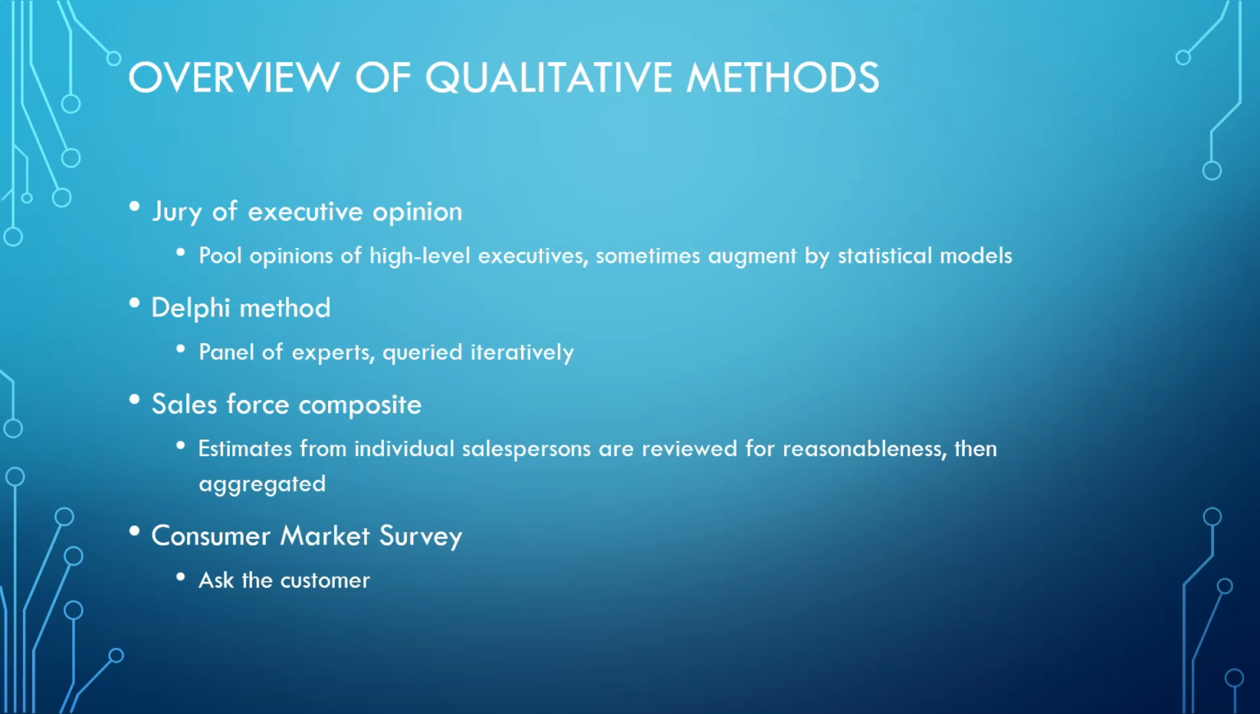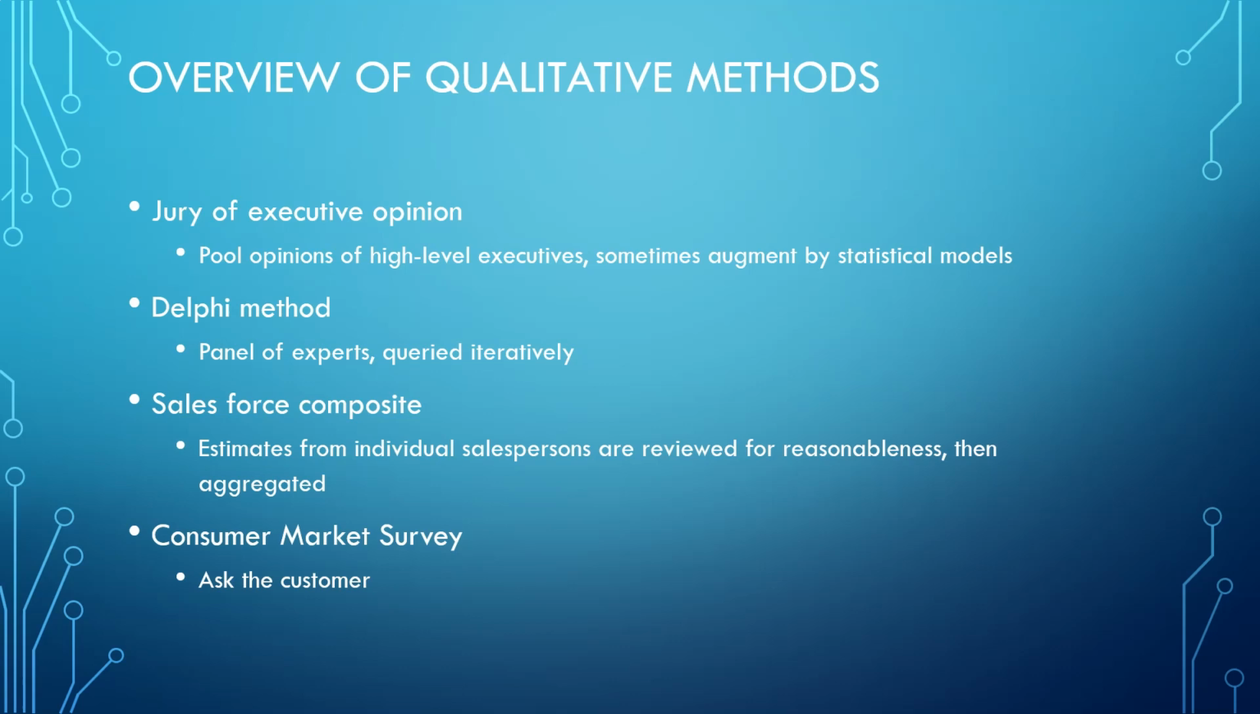This slide shows some of the methods used in the qualitative approach. More will be explained in the next few slides. The first method is jury of executives or executive opinions, which is the opinions of high-level executives, sometimes strengthened by statistical models. Most likely they learned from past experience.